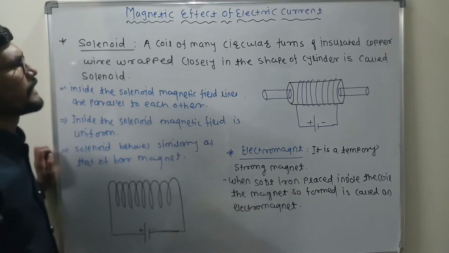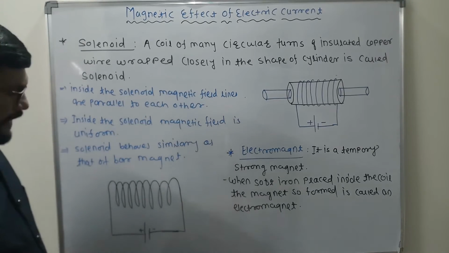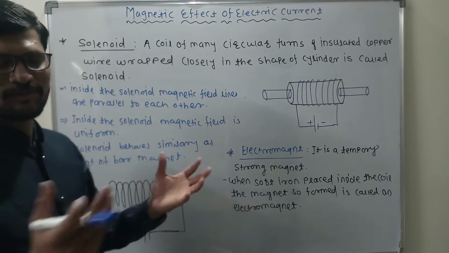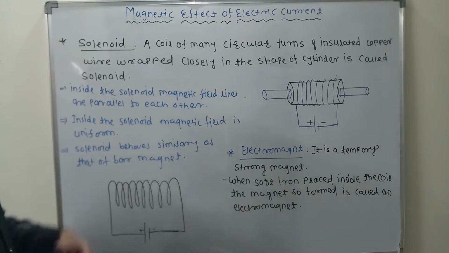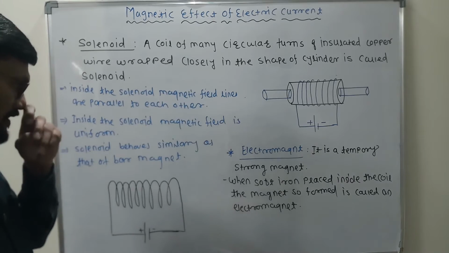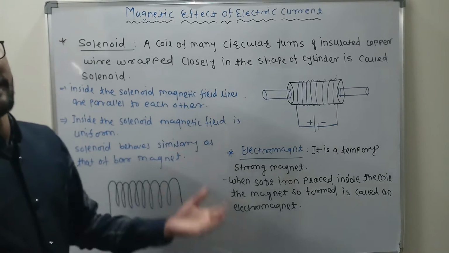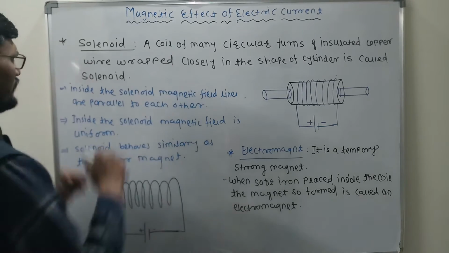Hello students. Now the next one in magnetic effect of electric current is the solenoid. What is the concept of the solenoid, isn't it? Just now we have dealt with some of the concepts related to the bar magnet as well as the straight conductor and the circular loop. Now let us discuss the solenoid.